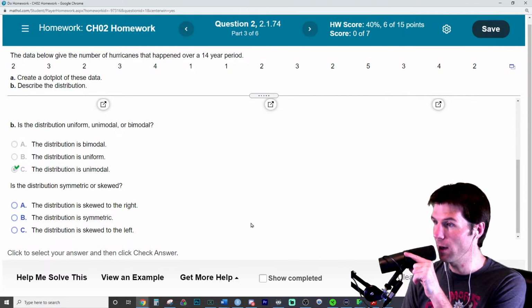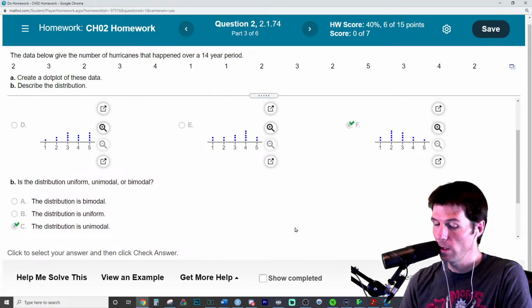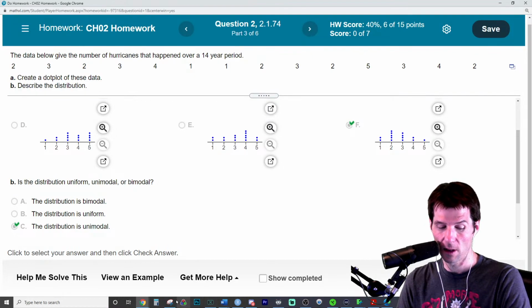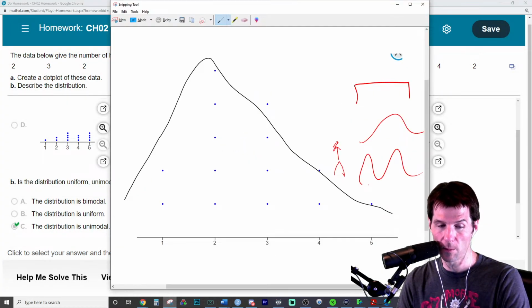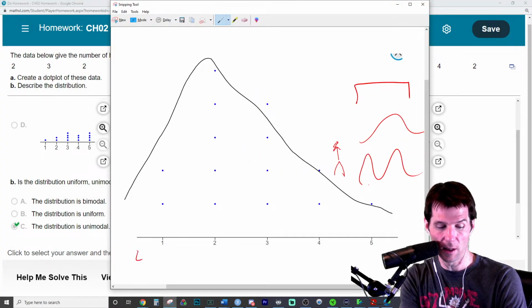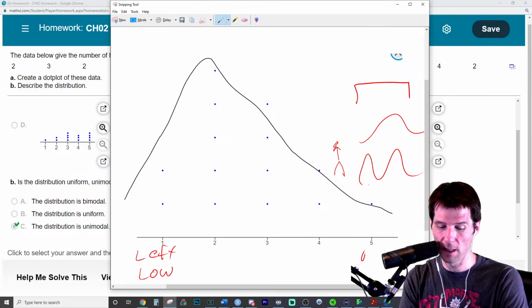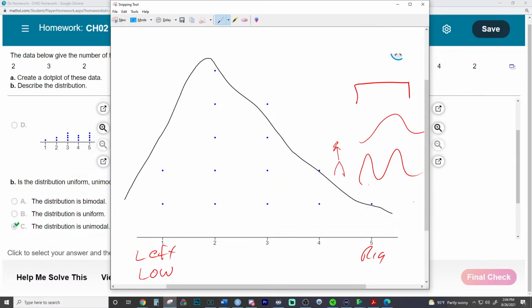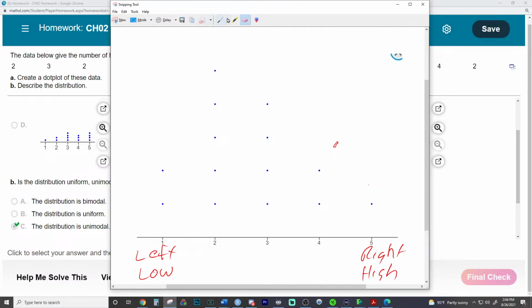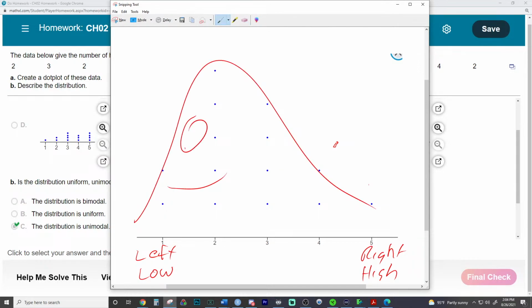Now when we say, is it left or right skew, or is it symmetric, we need to go right to the high, left to the low, whatever way the tail goes. And the number line is going properly, with the left being the low side, and the right being the high side. So is it left skew or right skew? Right to the high, left to the low, whatever way the tail goes.